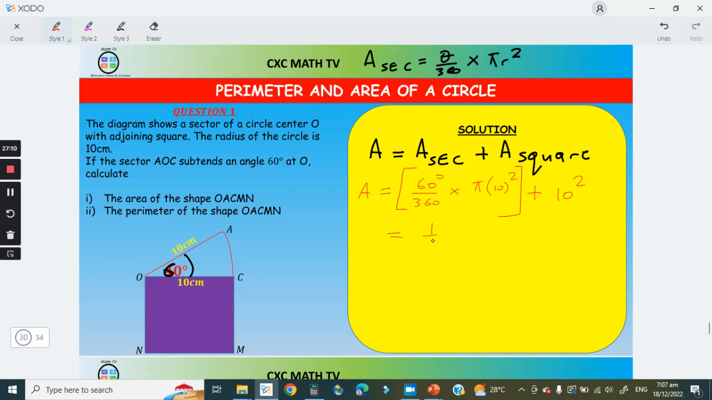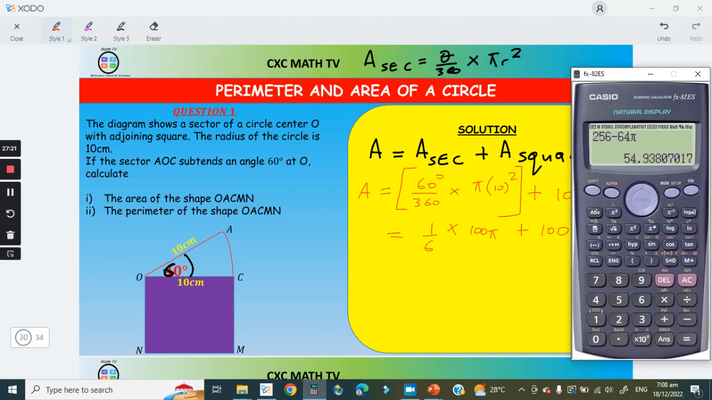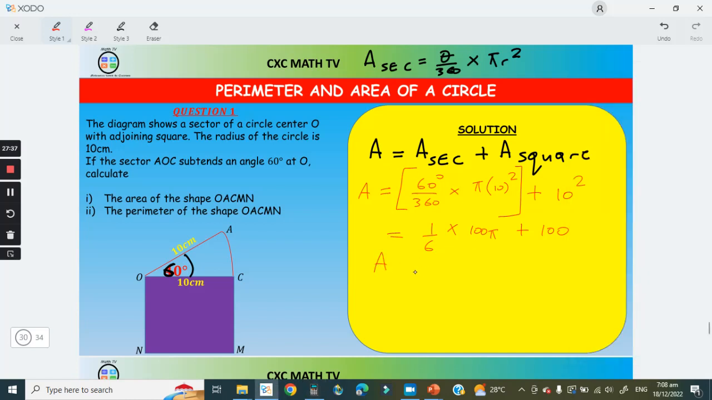So now we just work this out. 60 over 360 is 1 over 6, times 10 squared is 100, times pi, plus 10 squared is 100. Now we'll put all of that in our calculator. So we put in 1 over 6 times 100 pi plus 100. Put everything in the calculator and you get 257.08. The area is just 257.08 centimeters squared. That is the answer. It is not difficult at all.